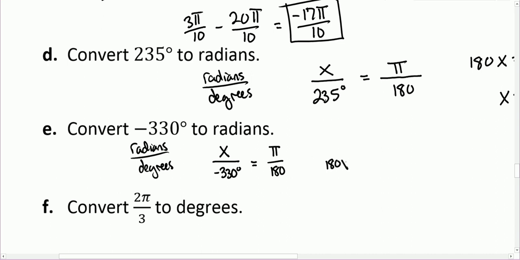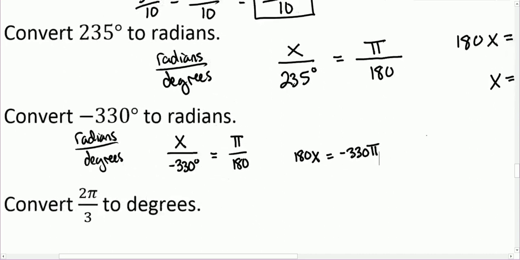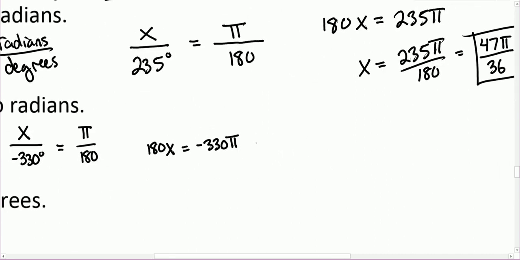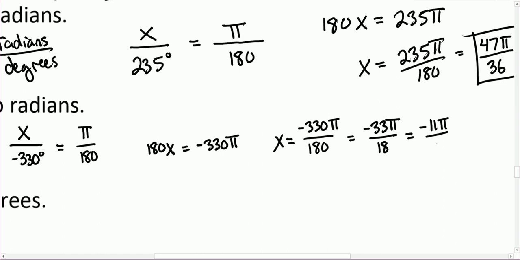So 180x is equal to negative 330 pi, divide by 180, and we get x is equal to negative 330 pi over 180. Could divide top and bottom by 10 and get negative 33 pi over 18. 33 is 3 times 11. 18 is 3 times 6, so we divide by 3 again. You get negative 11 pi over 6. 11's prime, so we're done reducing.